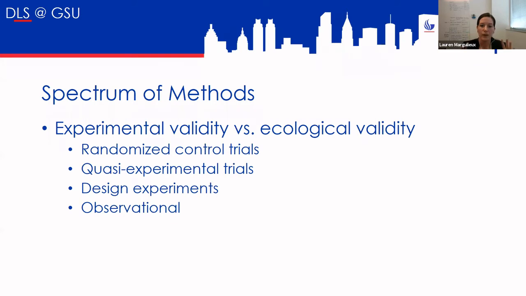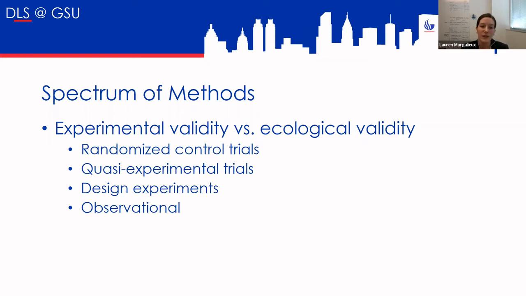This is where you can assign people randomly to one condition or another, and those conditions you're manipulating something intentionally to compare between the two groups. And randomizing is important because it lets you assume that both of the groups are equal for all the things that you're not measuring, which can be a whole lot of things in education. However, that's usually not an option for us.